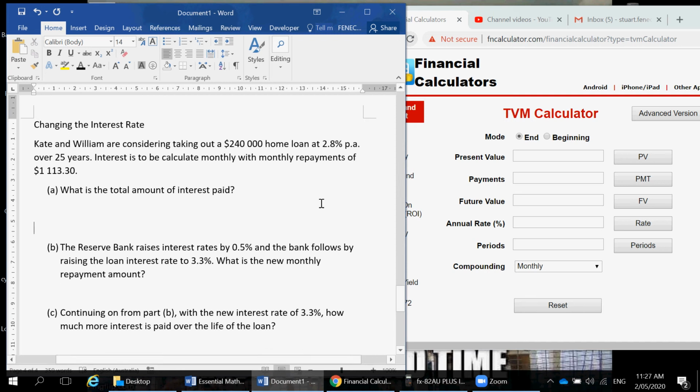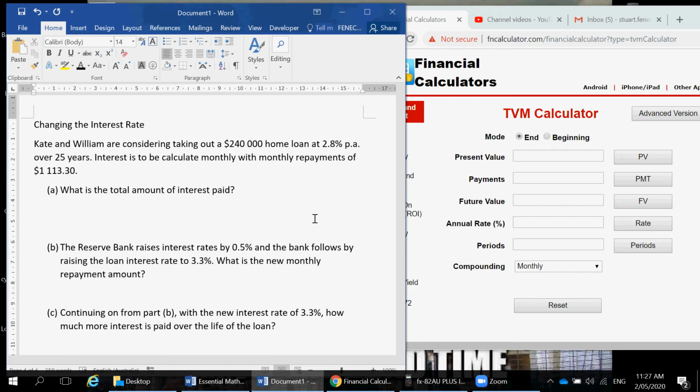Hello there, Year 11s. We are in the second part of our third lesson for week 3, where we are going to show a situation and look at the effects of changing interest rates on a reducing balance loan. Reducing balance loans, again, are very commonly seen in situations such as home loans, which is the example that I've created for you today.